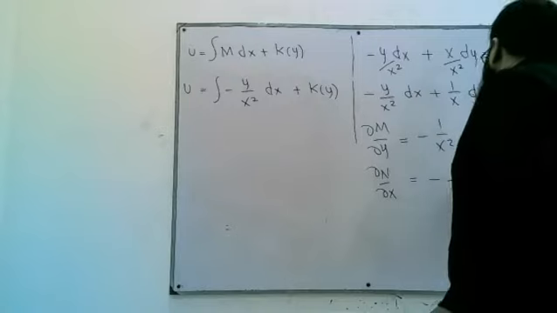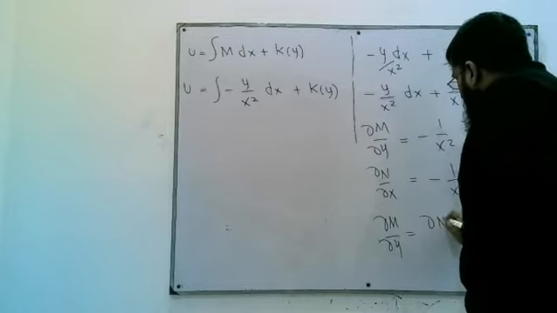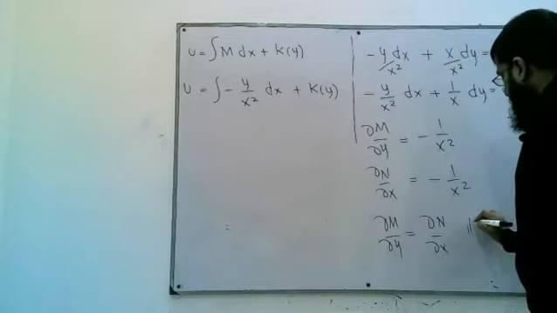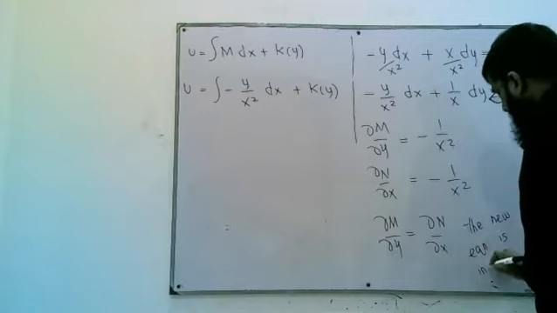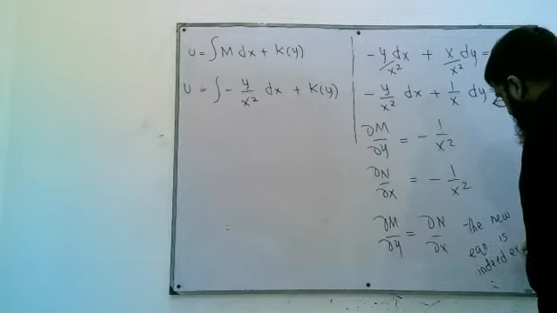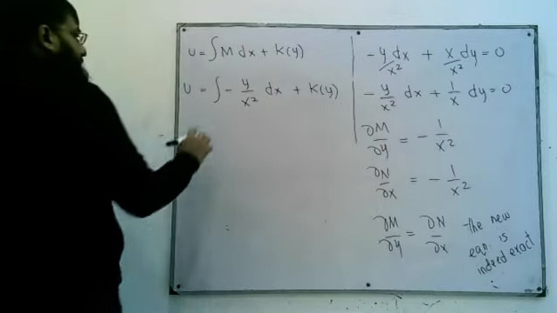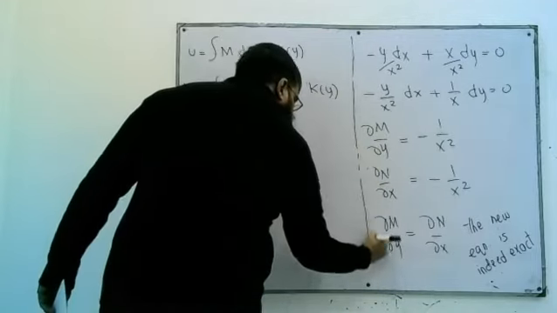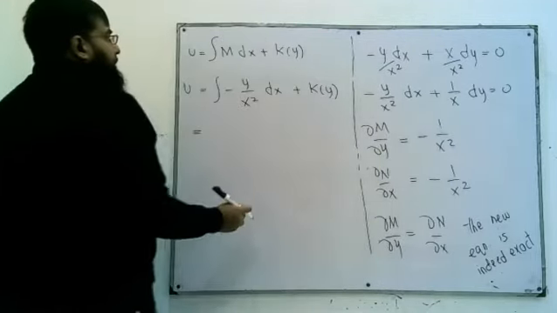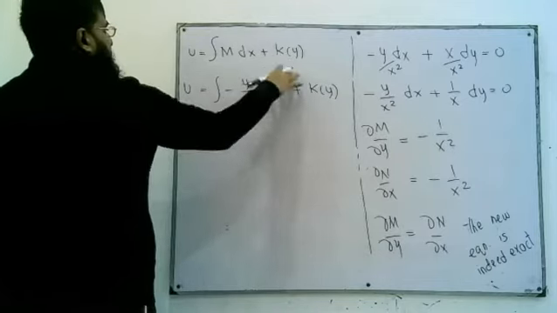You can check. Now partial m over partial y is equal to partial n over partial x, so the new equation is indeed exact. This new equation is of course exact, so now we are going to find the solution. So u will be the integral of m dx plus k of y.